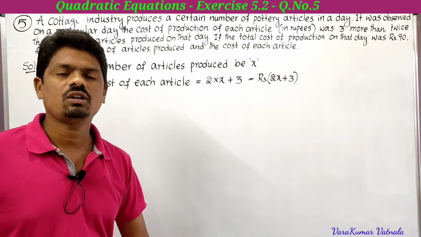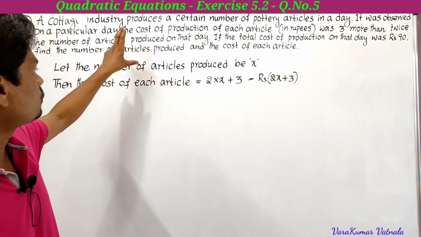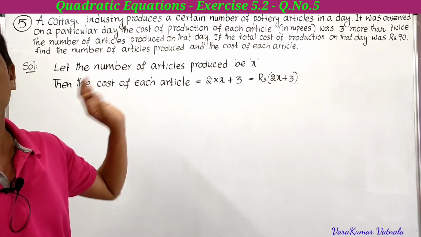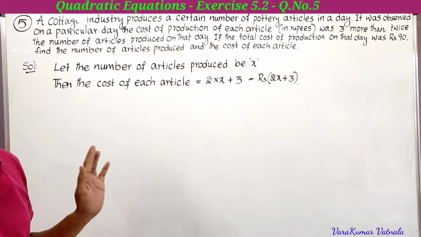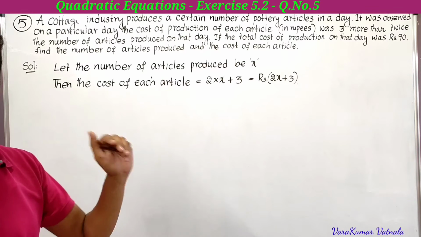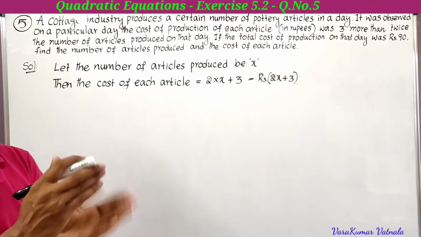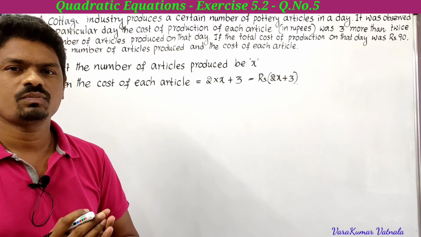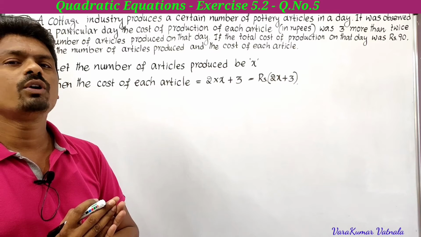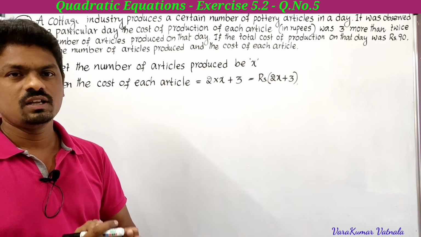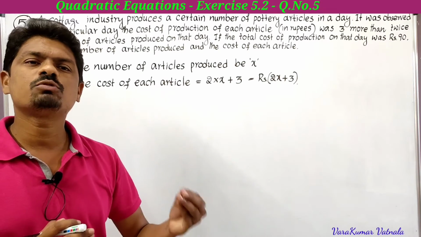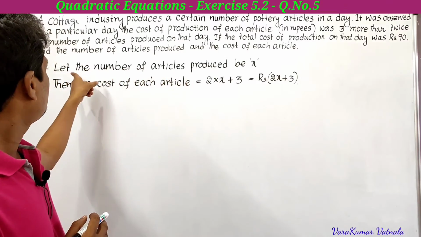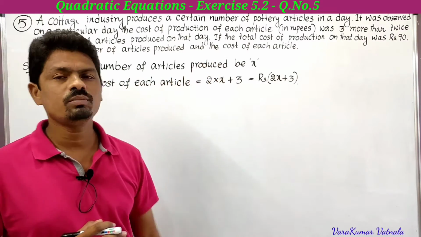So here if you see, the problem is very lengthy, but it is very easy. So there is an industry, they produce some articles. So he is comparing the number of articles with the cost of price. So first, we don't know the number of articles. Let the number of articles produced be X.